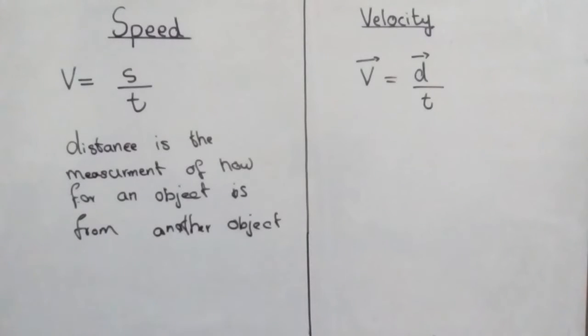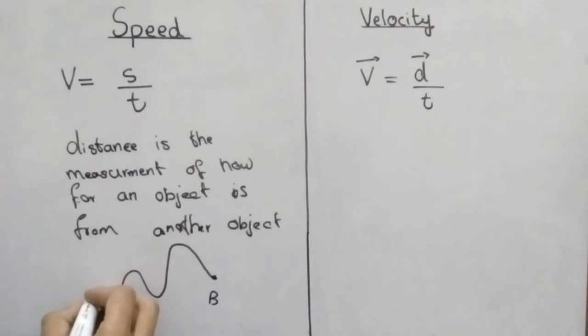What is the distance between them? For example, here is a body A. Here is the body B. So we can draw a distance like this. This is the distance between point A and point B.